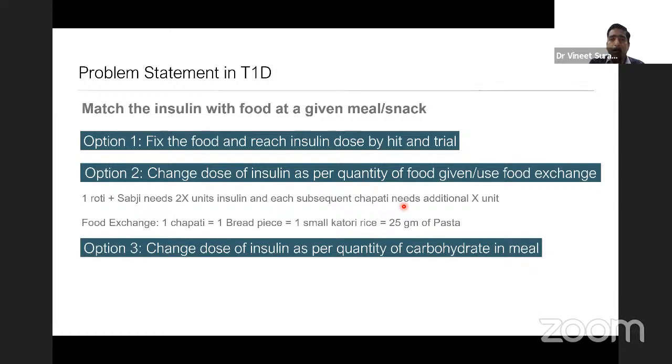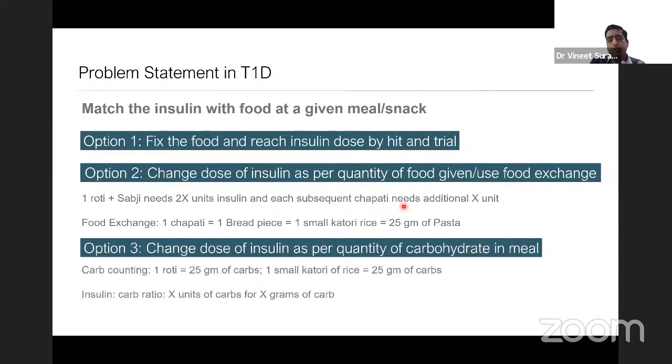If you give very simple carbs, then it becomes difficult to maintain the blood glucose even with carb counting. So for example, one roti is equal to 25 grams of carb. And if you do the exchange, one small katori of rice is also equal to 25 grams of carb. So this food exchange, one chapati is equal to one small katori of rice, is taken from this.